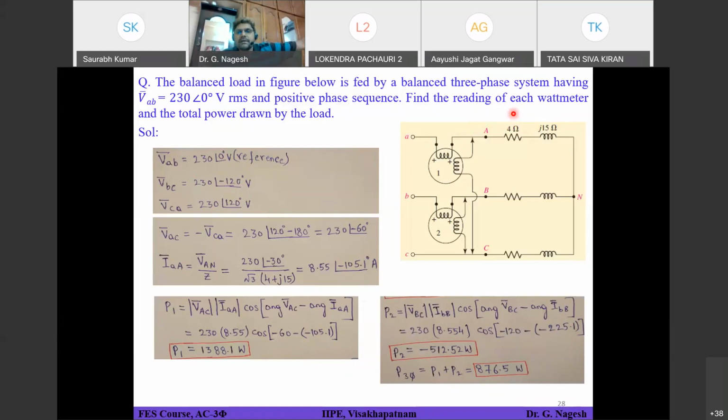So try to calculate what could be the power factor. That means using the formula what you have seen. What is the formula to calculate power factor? Tan theta is equal to root 3 times P2 minus P1 upon P1 plus P2, right? So you try to do that and find out theta, and from that you find out cos theta.